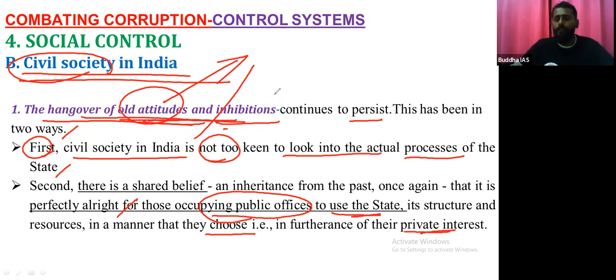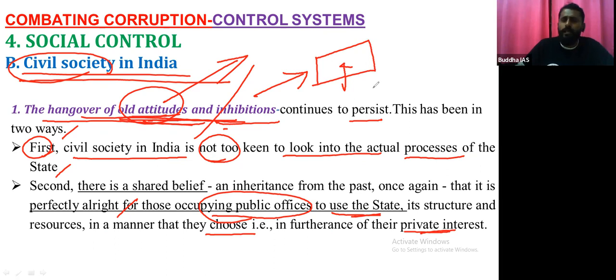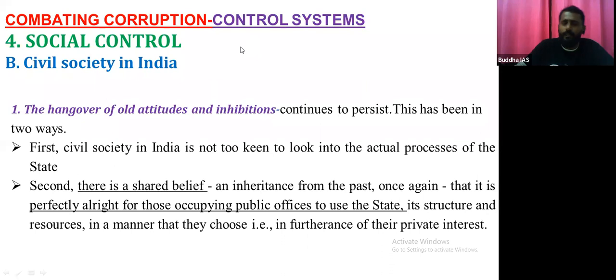Most of us have come across people using government vehicles for private purposes, their children, their wives, their daughters moving around. But we never object to that. Why? That is the hangover of the old attitude. We think, okay, it's okay. What will happen? There is nothing wrong with an IAS officer's son using the government vehicle. There is no problem. We think like that. That is one of the bad things. That is the reason why we are not able to curtail corruption.